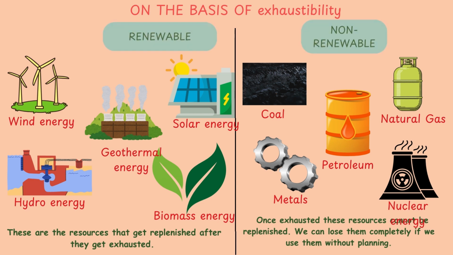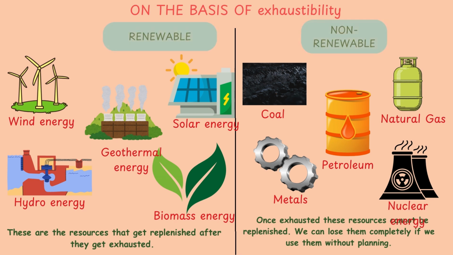And based on this, we can now see the resource classification. The resources can be classified on the basis of origin, on the basis of exhaustibility, on the basis of ownership, and on the basis of status and development. Now, the first one, on the basis of origin, the resources are divided into two types. They are the biotic resource and abiotic resource.